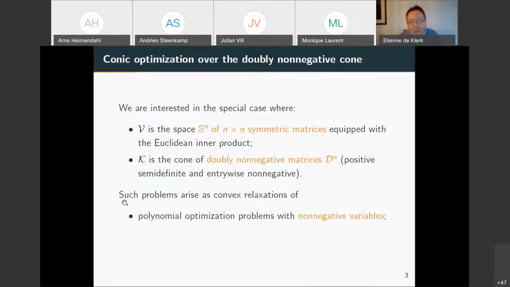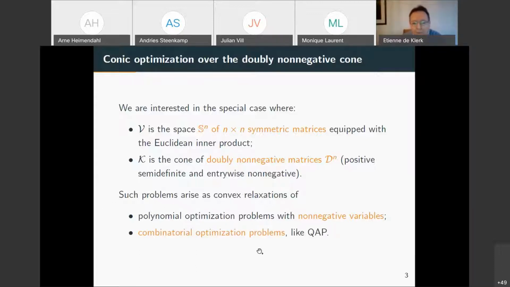So why are we interested in such problems? Well, these problems arise as convex relaxations of different problems. One example, which is relevant to POEMA, is polynomial optimization problems with non-negative variables, for which we can use semi-definite programming relaxations, and sometimes hierarchies of semi-definite programming relaxations like the Lasserre hierarchy. Because we are relaxing problems with non-negative variables, these doubly non-negative matrices then appear quite naturally in these semi-definite programming relaxations.